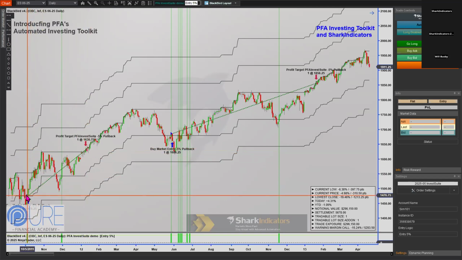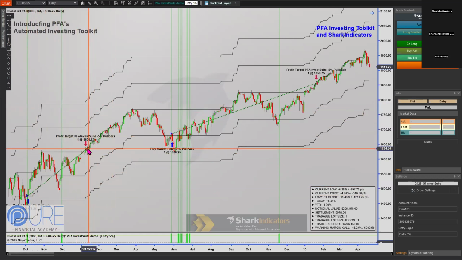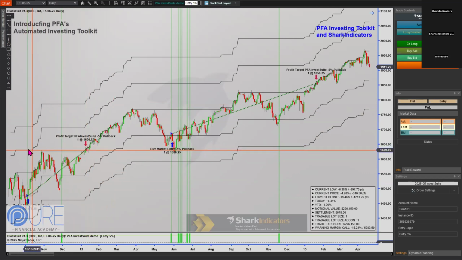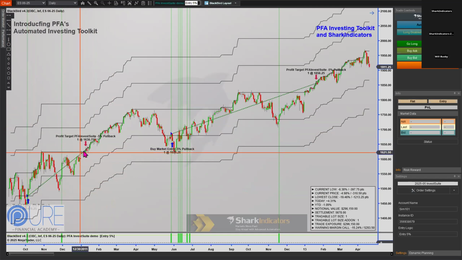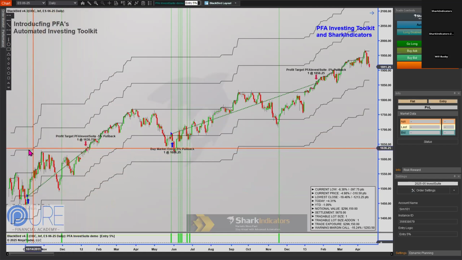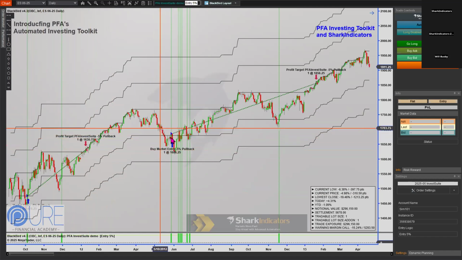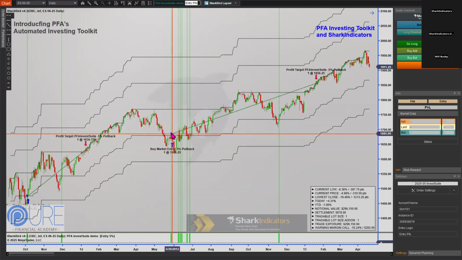Keep in mind, these levels are always moving up, but our targets are fixed. Wherever the 5% or the 10% target, whichever you want to go for, was on the day you got into the market, that's where our target stays. We can see this target level correlates all the way back to that entry signal. So there's one, and here's another 5% pullback.